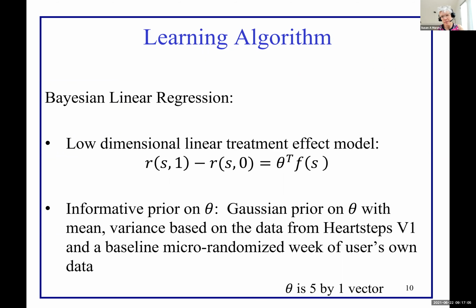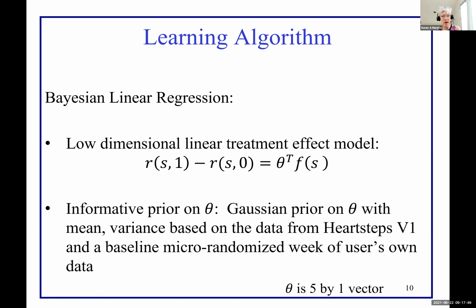Some points about how we developed this bandit algorithm. First, as I said earlier, we used a Bayesian linear regression. In particular, the linear regression was for the treatment effect. So we have a low-dimensional linear regression for the effect. That is the expected reward under send a suggestion minus the expected reward under not send a suggestion in the current state S. We modeled that via this linear combination. Theta is 5-dimensional, and you'll see what the features are on a subsequent slide.